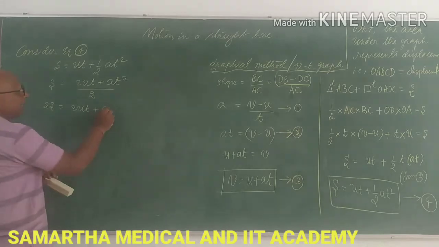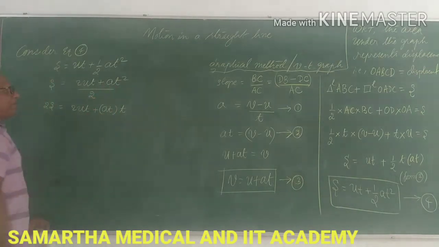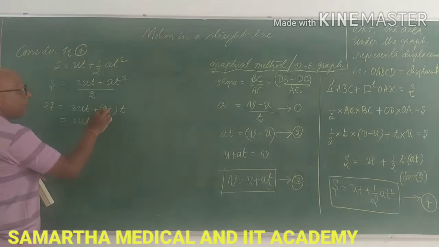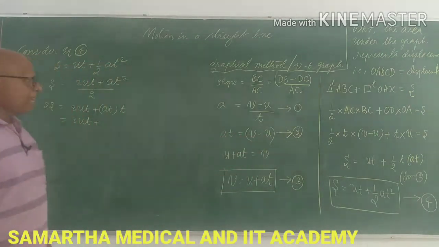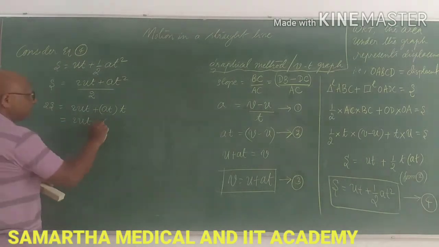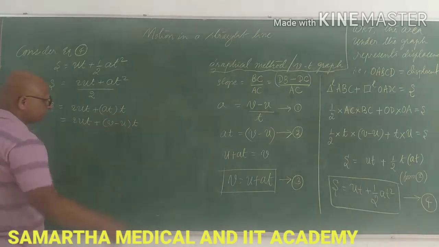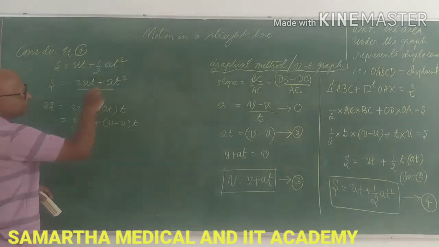I can write AT into T, and I will expand it. What is AT? According to the previous derivation, AT means V minus U. We have already used this. From V minus U into T, we have written AT, and from AT it has become AT square.